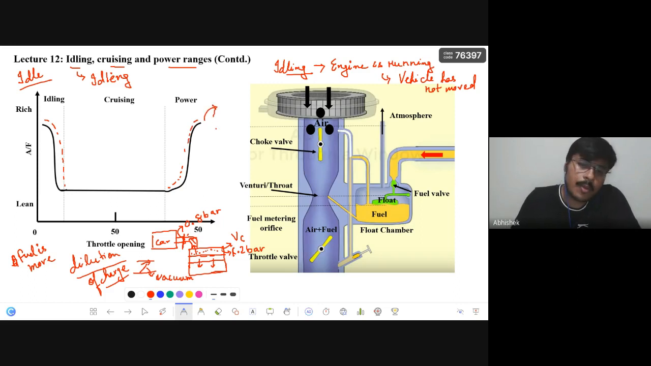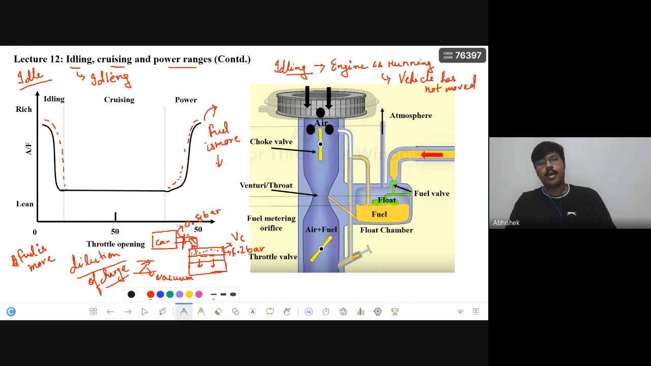Other than that, one important reason is that if fuel is more, the temperature of the engine will reduce, because after a certain temperature, the valves might get damaged. That is why we don't want the temperatures to increase after a certain limit. So we supply more fuel. So then the temperature in the engine will reduce. Now you might be telling this is very confusing. How, if there is more fuel, then the temperature will reduce? It should increase because there will be more combustion.